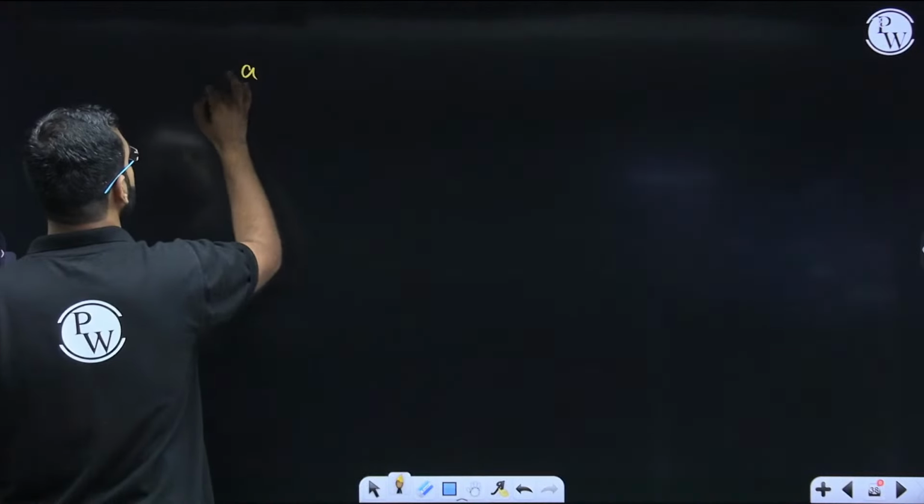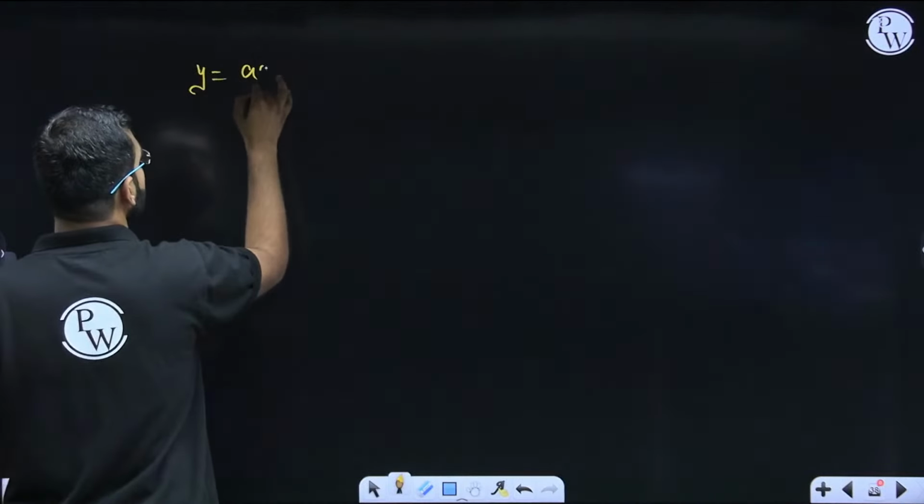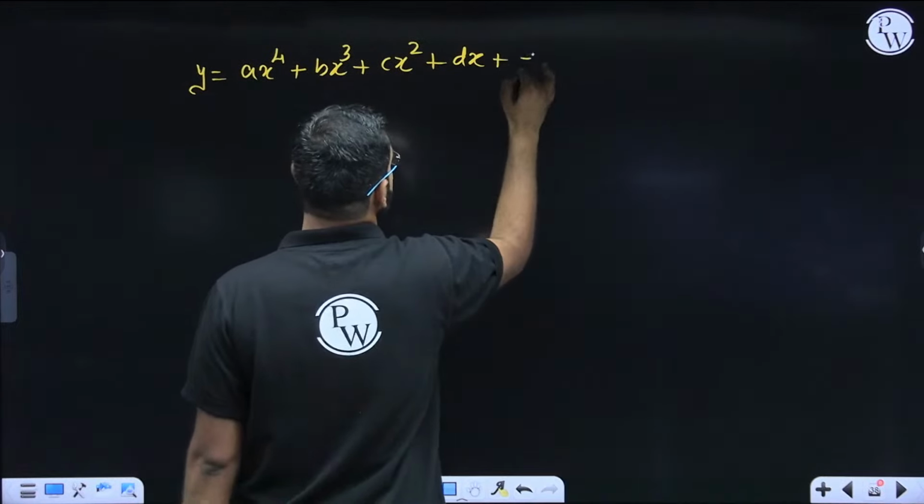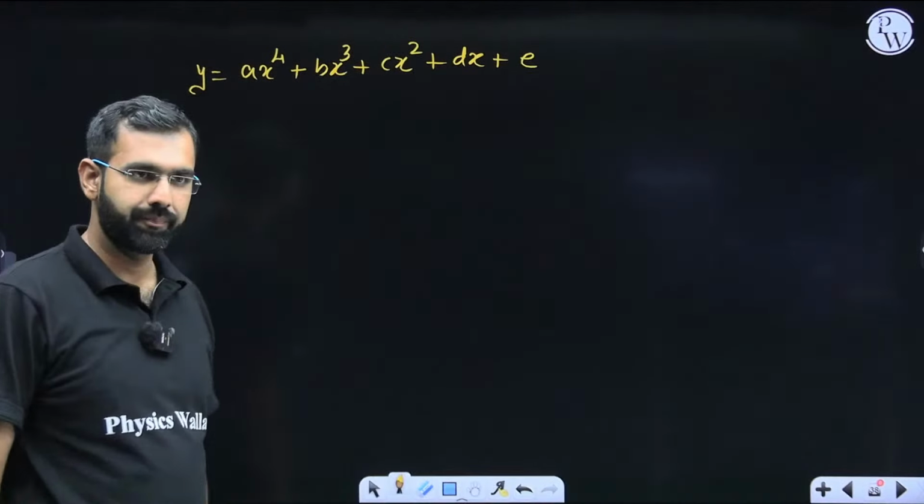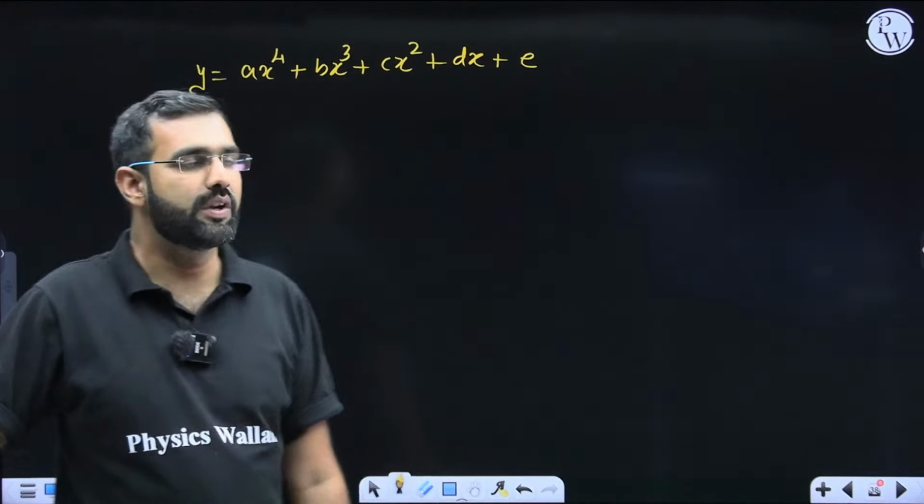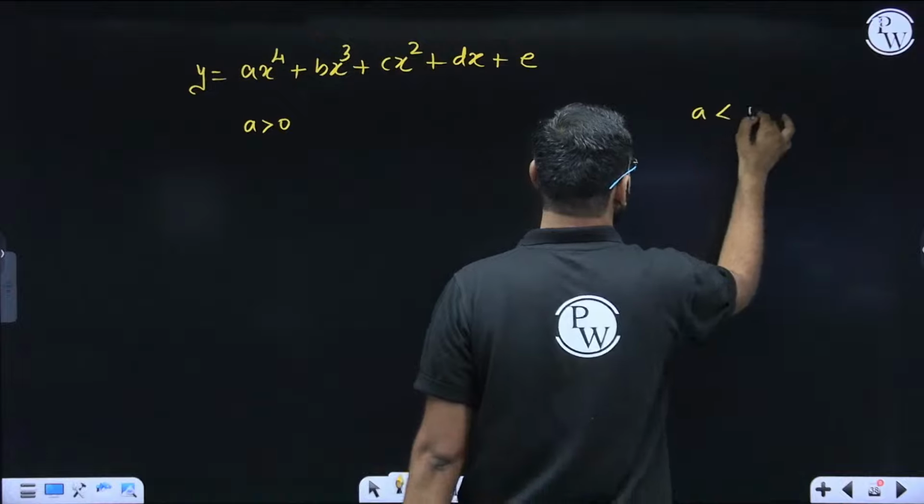For example, if there is a polynomial y equals ax to the power 4 plus bx cube plus cx square plus dx plus e, this is a biquadratic equation. With this biquadratic equation, what you are seeing is the coefficient of the highest degree term. The coefficient of x to the power 4 is a. So a could be either positive or negative.